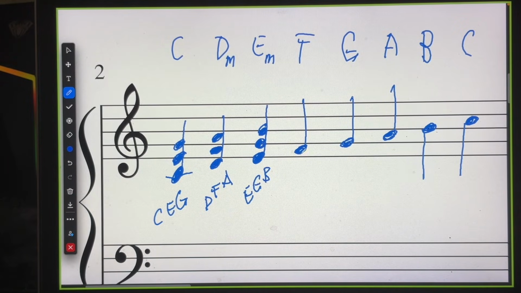The F major has the same formula: F, A, and C, like that. So F, A, and C. That's F major. Now, major chords are just written as is. The minor chords will have a small letter m after the letter, okay? The G is a major, just so you know. G, B, and D notes here, like this. So it will have G, B, and D.